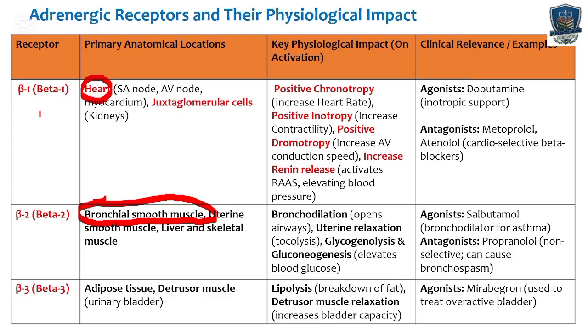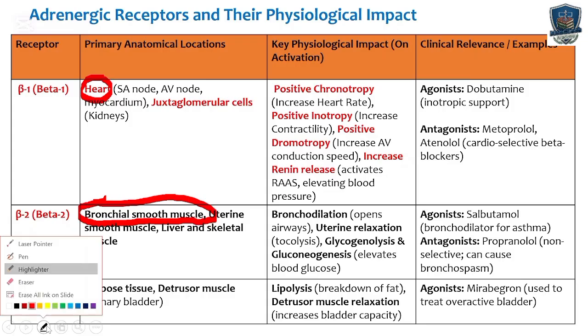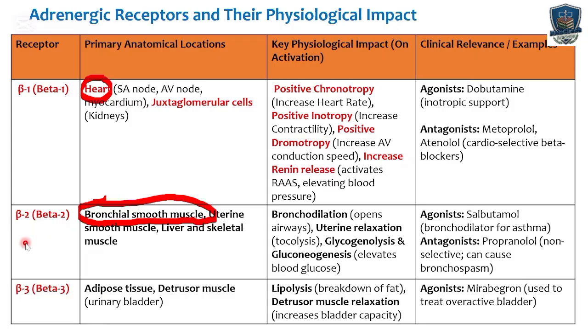For beta 2, remember that it's always found on the bronchial smooth muscle, and when you stimulate the beta 2 receptor, you may cause bronchodilation. But anything that goes against beta 2 may lead to bronchoconstriction, and that's the reason why beta 2 antagonists are always contraindicated in COPD or asthma. I hope till there we have a clear understanding. So let's continue with our session.